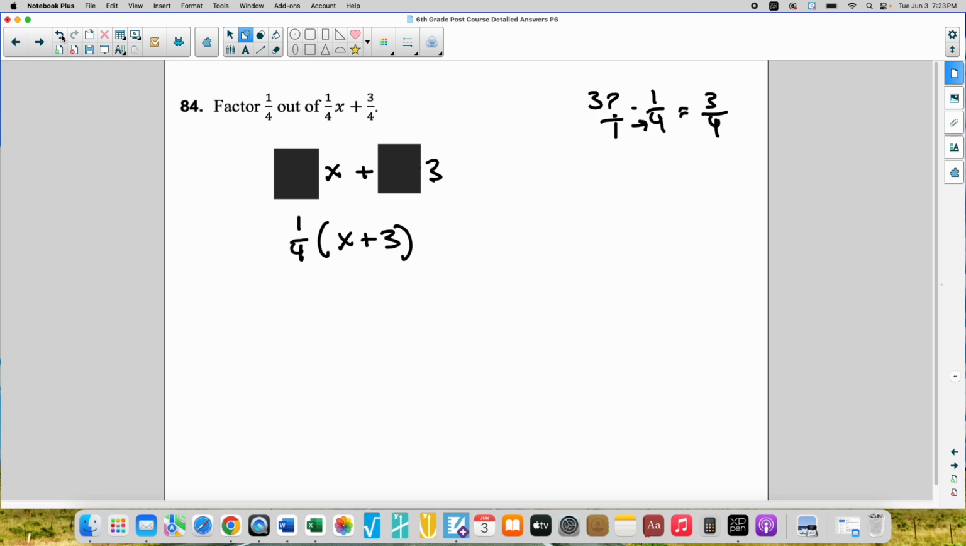Yep, kind of cool, right? It is a common product. And then that's what you would get: 1/4 times the quantity x plus 3. And if we distribute it back out, you get 1/4 x plus 3/4.